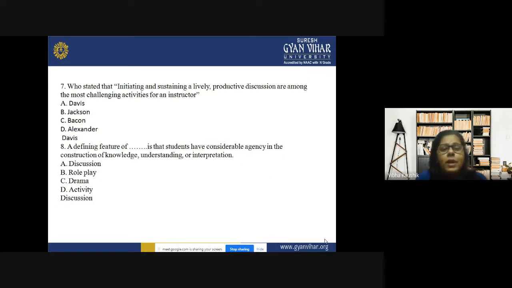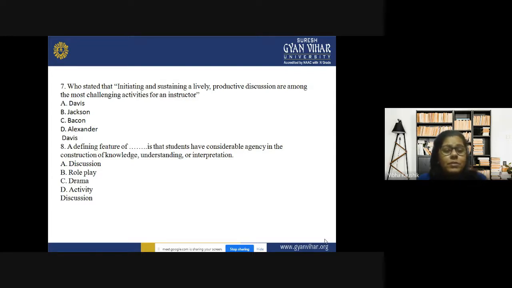Who stated that initiating and sustaining a lively, productive discussion are among the most challenging activities for an instructor? Means who has given this definition? Now the options are A, Davis; B, Jackson; C, Bacon; or D, Alexander. So the correct answer is option A.